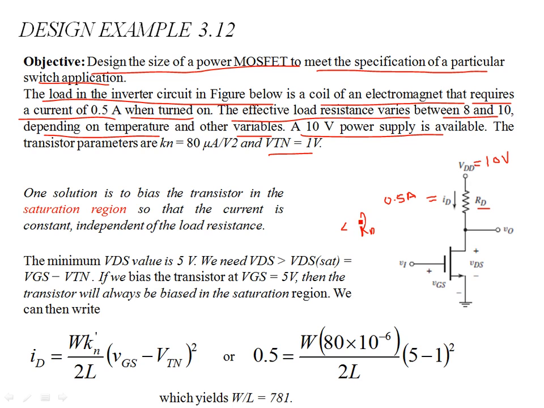Current specification is there, that is fixed. This is between 8 and 10 ohms. So when the transistor is on, ID has to be 0.5 amps, and preferably this should happen in the saturation region. Okay, and you're given the transistor conduction parameter Kn prime as well. That's the Kn prime, that is 80 microamps per volt square.